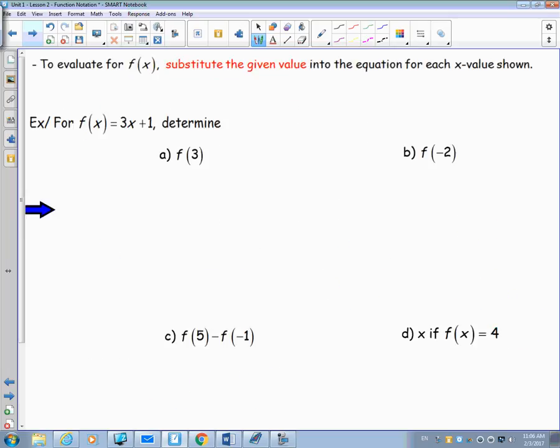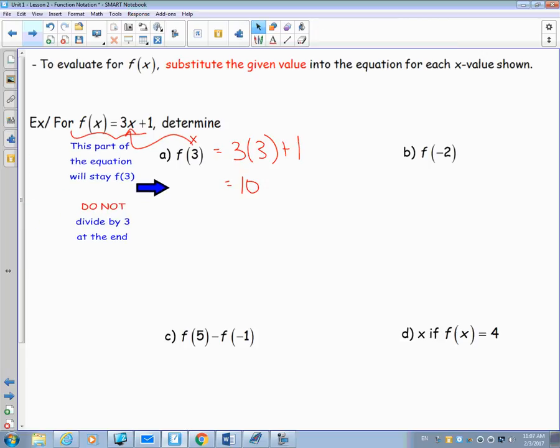We can also do the same thing with our equations. To use an equation, we're going to substitute our x value for all the x's in the function. For example, if I have the function 3x plus 1, and I want to find f(3), I can put in 3 every time I see an x. So I'm going to put it in here: 3 times 3 plus 1. That gives me 10.